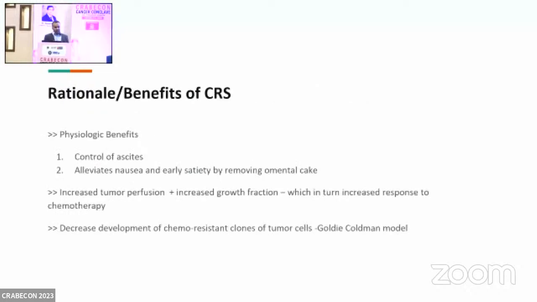First are the physiological benefits, which are controlling of ascites and alleviation of nausea and early satiety by removing the omental cake. Second thing, by removing the bulk of tumor, it increases the tumor perfusion, and it also increases the growth fraction, which in turn increases the sensitivity to chemotherapy. Then third, it negates the development of chemo-resistant clones of the tumor cells. So this model is called the Goldie-Coldman model.